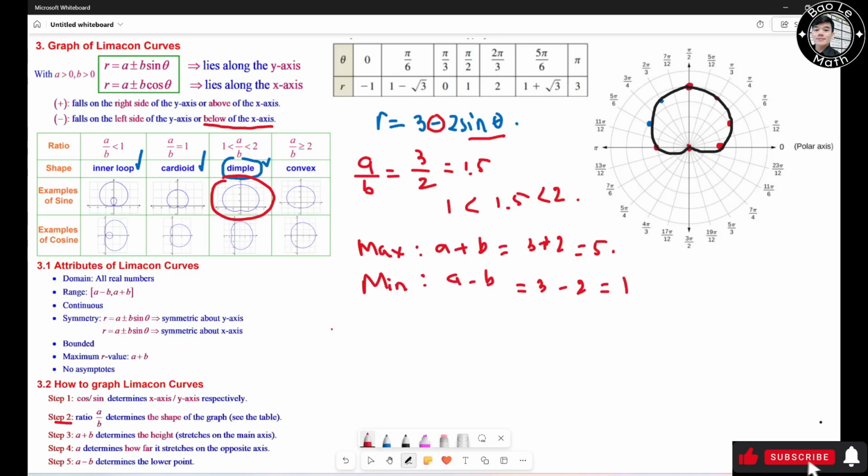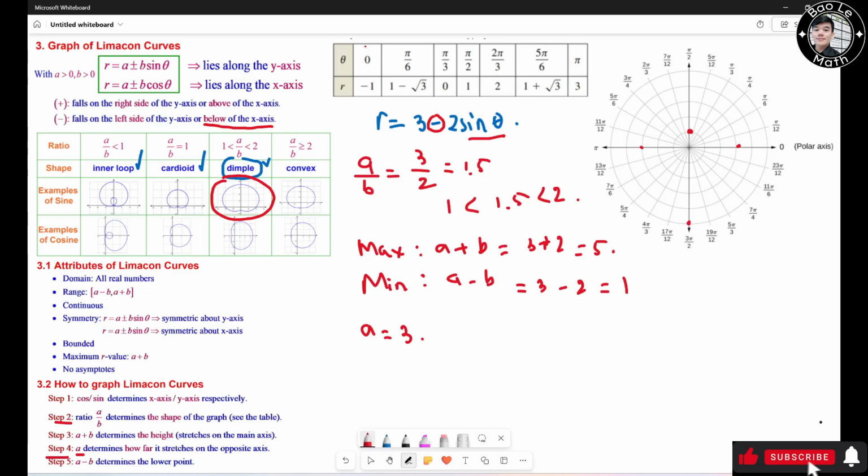Now step number 4, we need to determine the value of A. The value of A determines how far it's stretched on the opposite axis. A in this situation is 3. It tells us that the graph stretches 3 units on each side of the x-axis. So we have 3 right here and 3 on the left side right here. 5 should be right here and 1 should be right here.